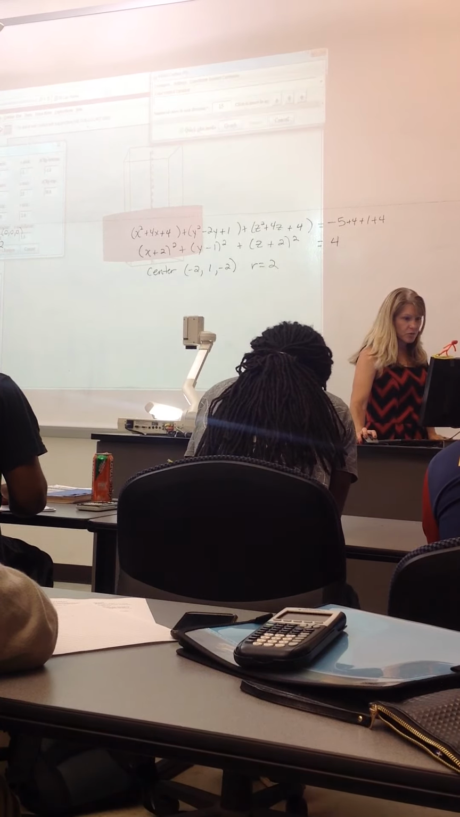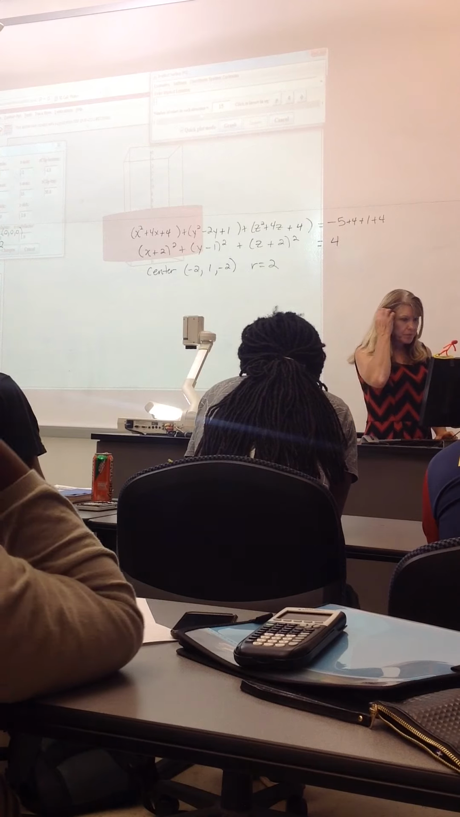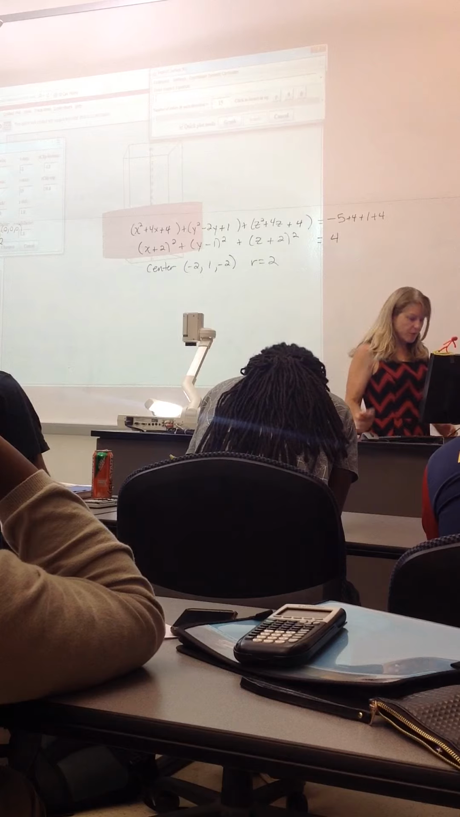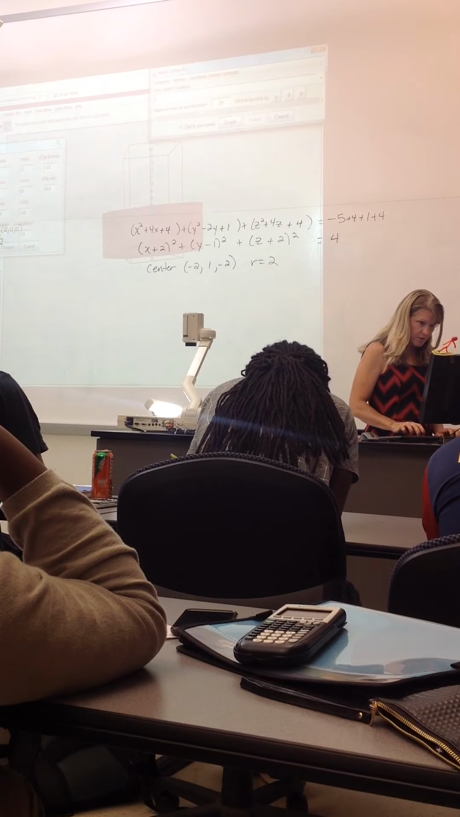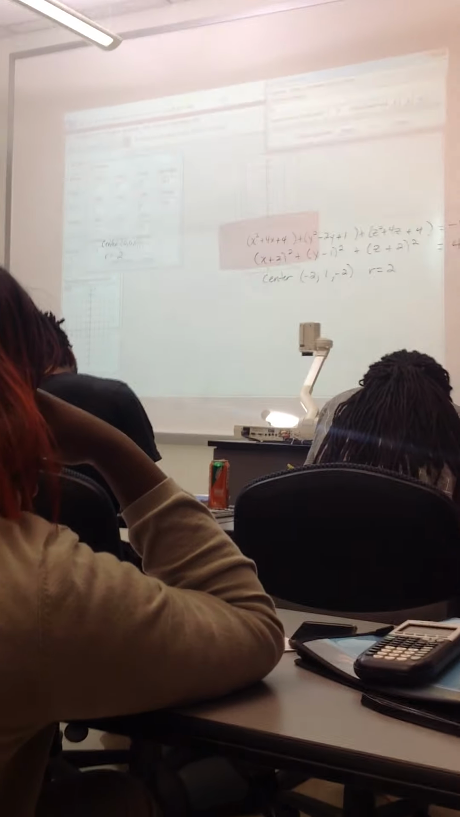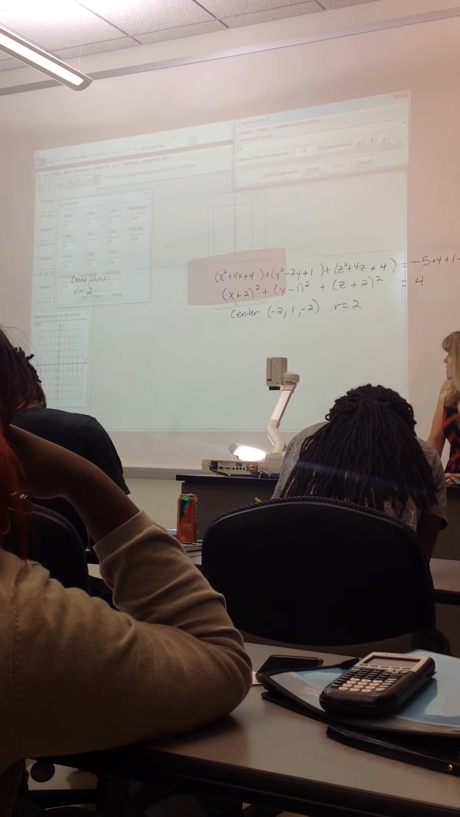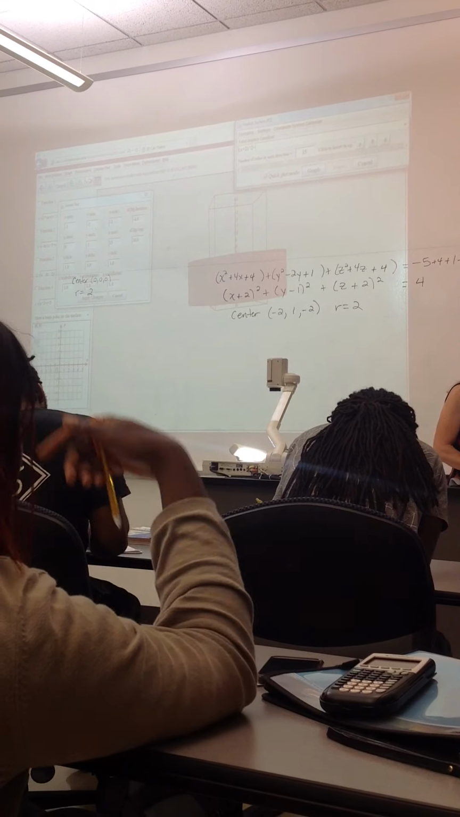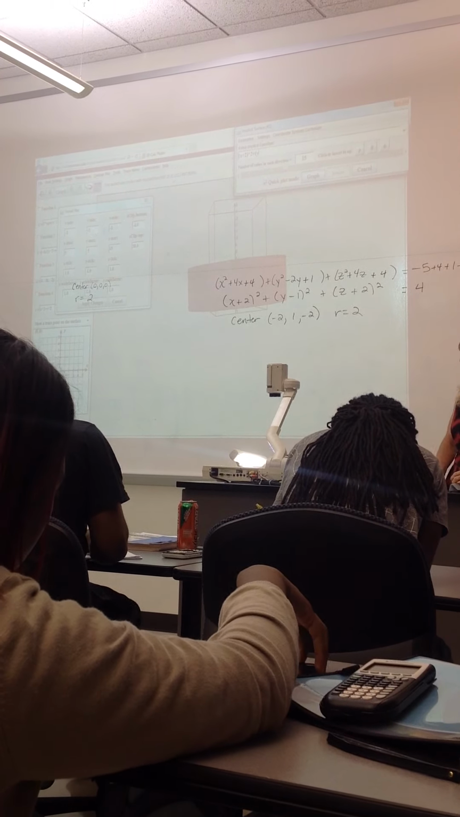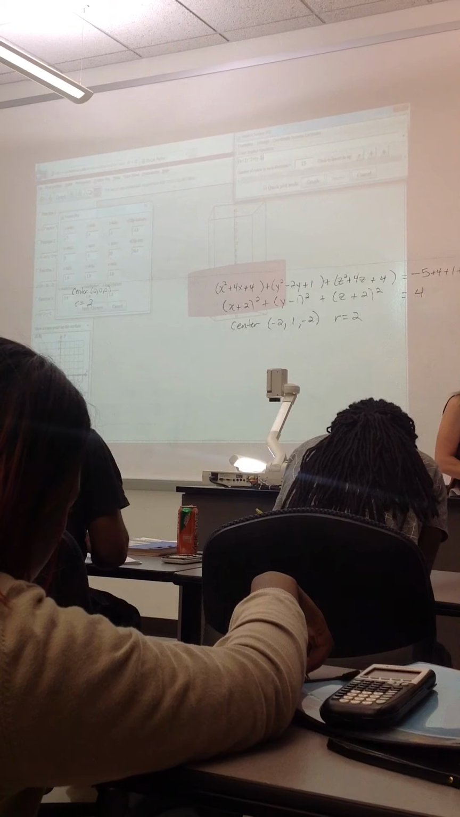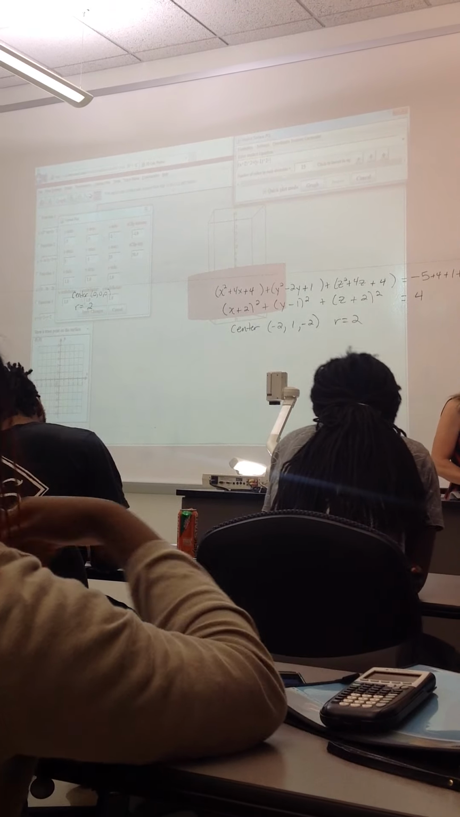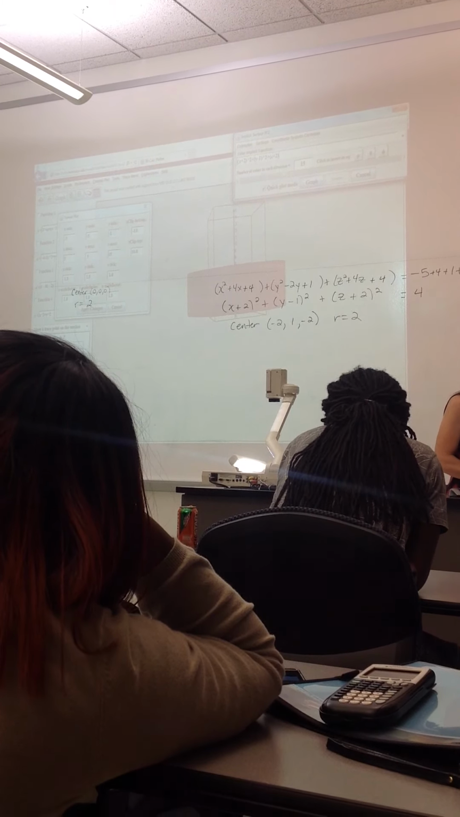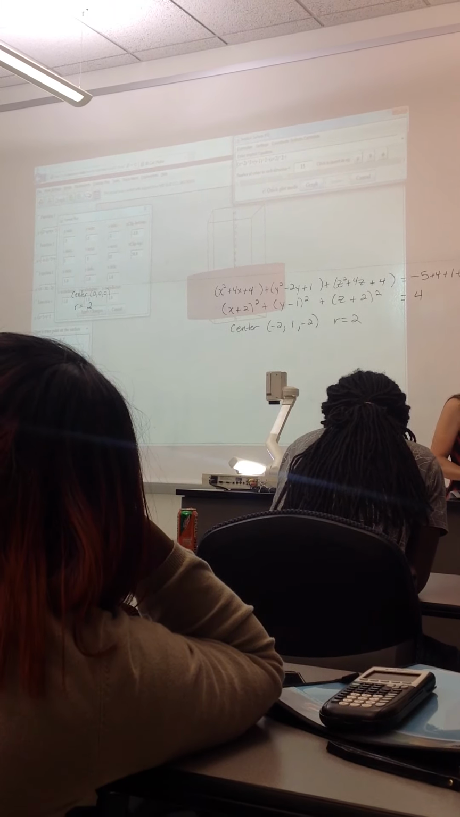So I'm going to just do graph implicit. Well, I can start with graph implicit. So x plus 2, y minus 1, z plus 2 equals 4.